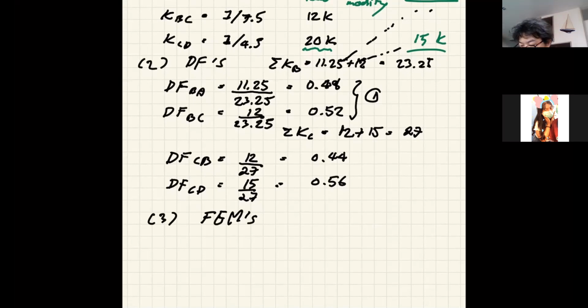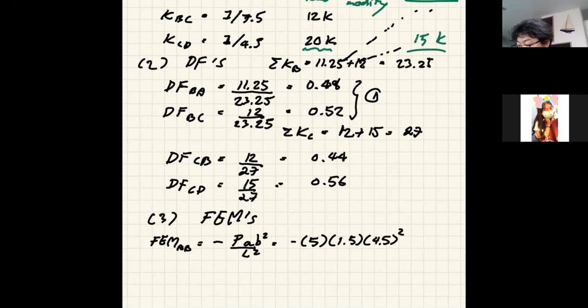That's a long one. So FEMAB, that's equal to minus PAB square over L square, that is minus P is 5, A is 1.5, B is 4.5 square. Don't get your formula wrong, okay? L is 6 square. Some still can do it incorrectly here. So this is minus 4.22 ton meter.